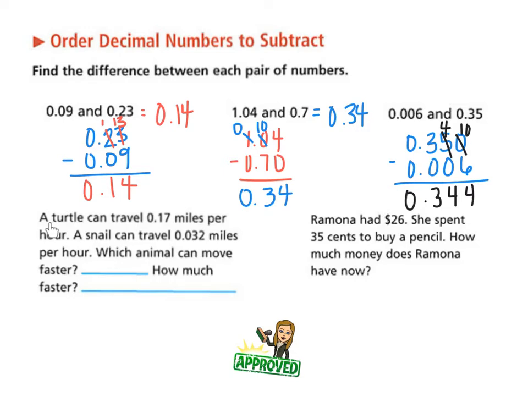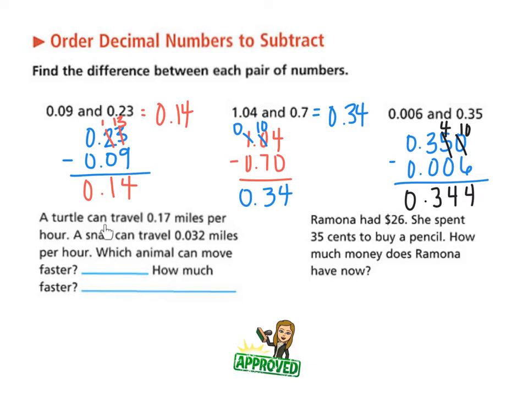All right, next it says, a turtle can travel 17 hundredths miles per hour. A snail can travel 32 thousandths miles per hour. Wow, that is one speedy snail. Which animal can move faster and how much faster? Well, neither of them can move quite fast. I don't know if that's the term I would use. All right, so which animal can move faster?